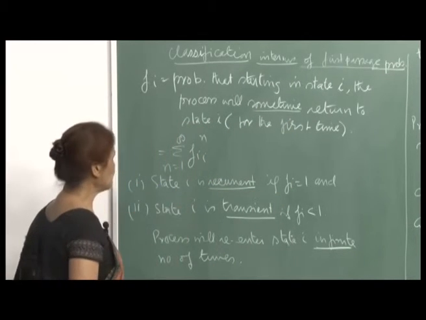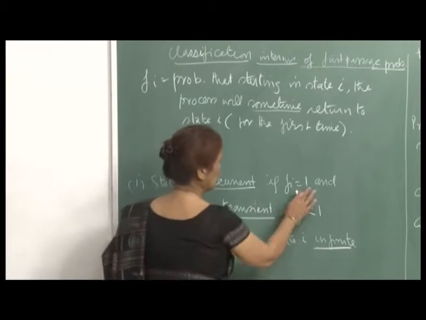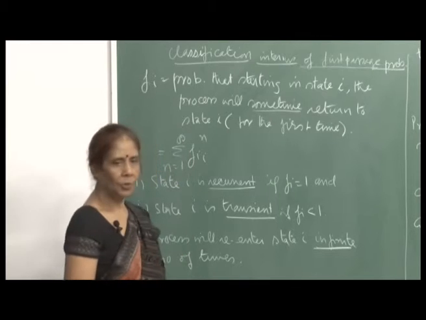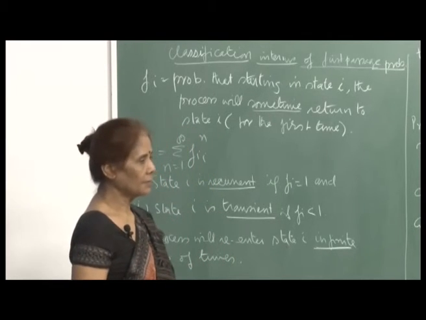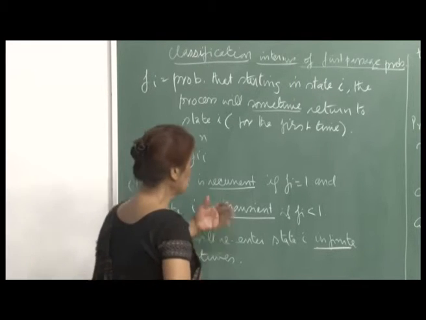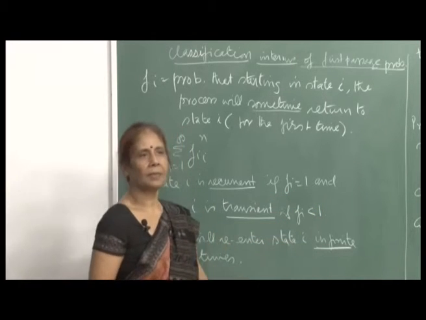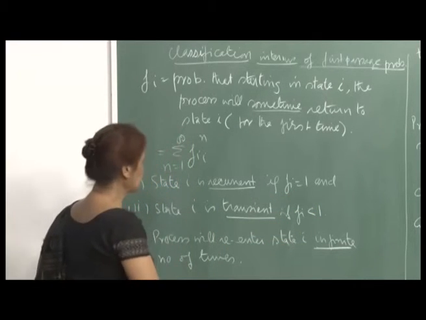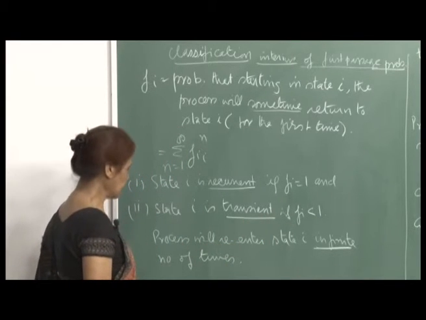So, this is the probability. Now, we say that state i is recurrent if f_i is 1. That means it is a certain event that the system will sometime return to the state i from which it started. So, if f_i is 1, then it is a certain event, but if f_i is less than 1, then it is a transient state.